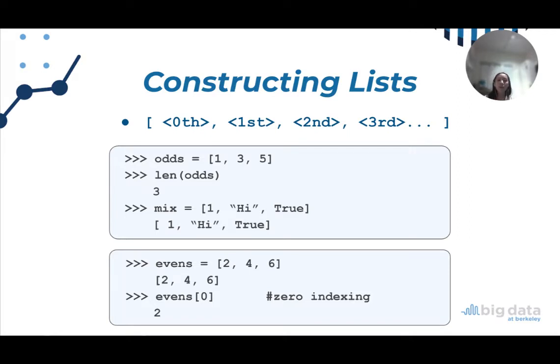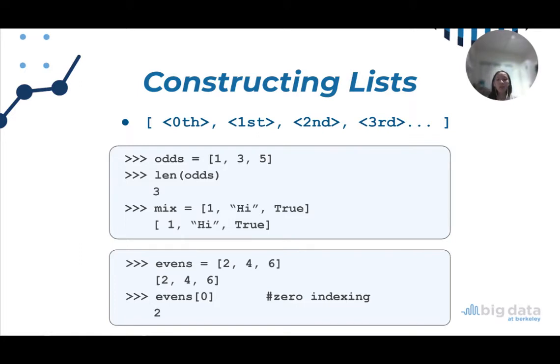And you'll notice below in the mixed array that even though odds is all numbers, you don't have to do all numbers for the elements of a list. It can be all different. So 1 is an integer value, hi is a string value, and true is a Boolean value. So it can be a ton of different things.